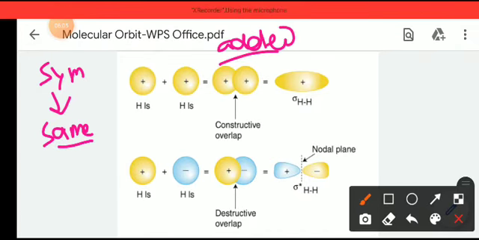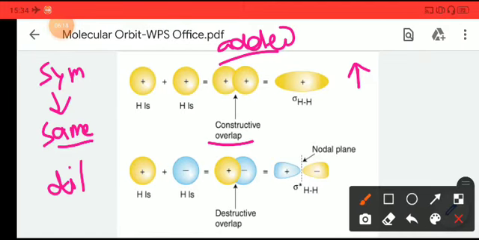Okay, so that is why the overlap region gets bigger. And it is called constructive overlap. When the symmetry is different, here the symmetry is different, that is why their overlap region doesn't get bigger.